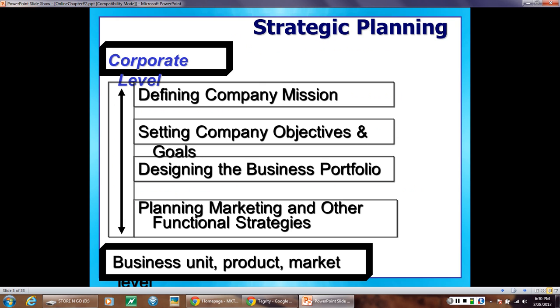Okay, so strategic planning, again, it starts at the corporate level, and we're going to go through all of these different pieces. You first of all have to define the company mission. We'll talk about what those are. Then you set company goals and objectives. You design your business portfolio. And then once you've done that, then you do the planning at the other functional areas.